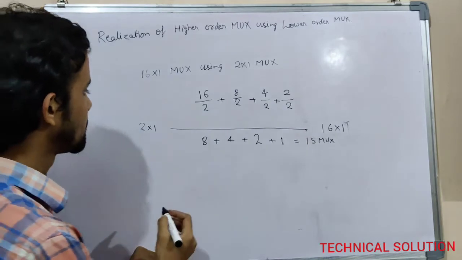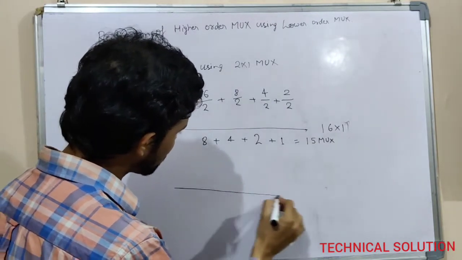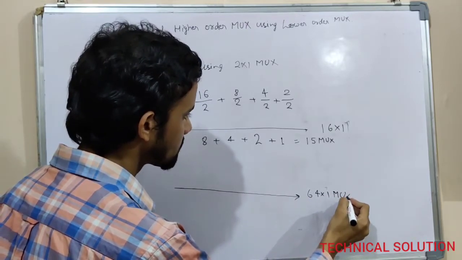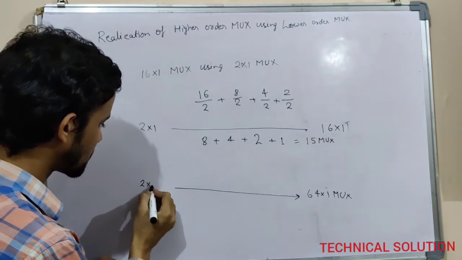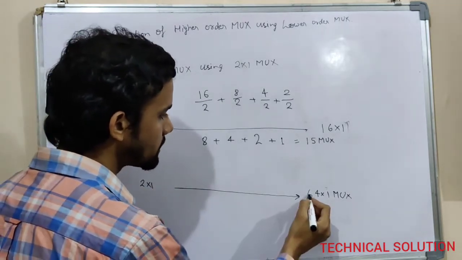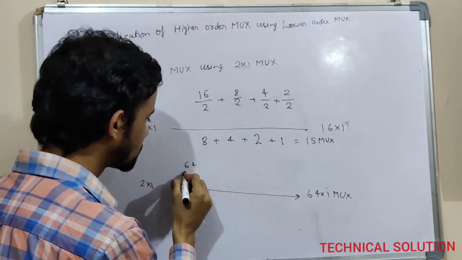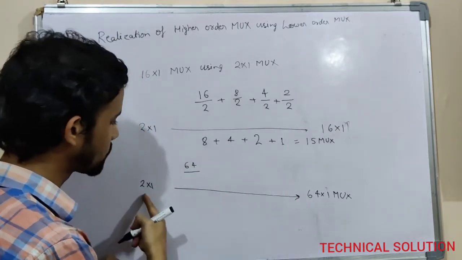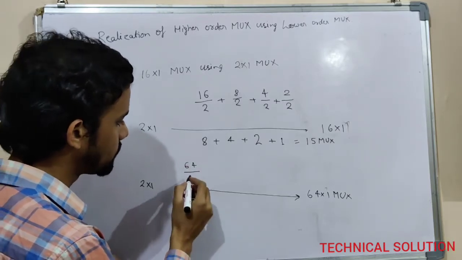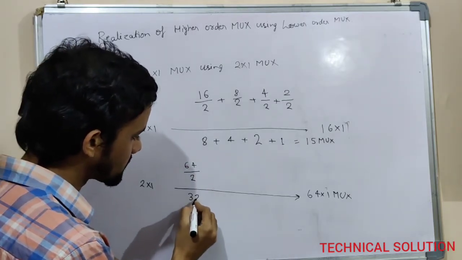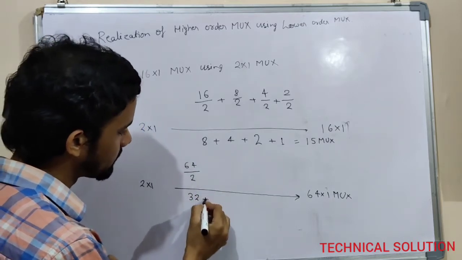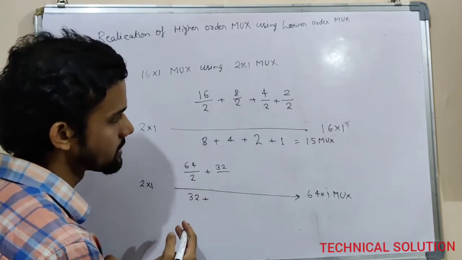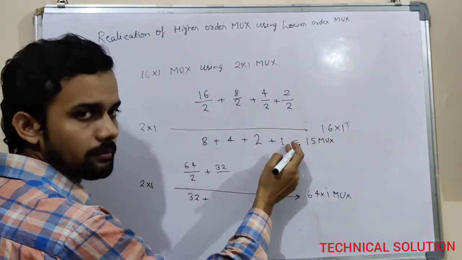Likewise, if you want to design a 64x1 mux using 2x1 mux, then what I have to do is divide this 64 by 2, we need 32 multiplexers at the first step. Again divide this, we continue this process till we get 1 multiplexer.